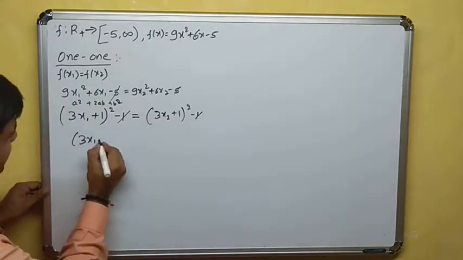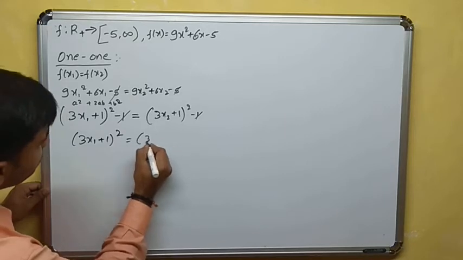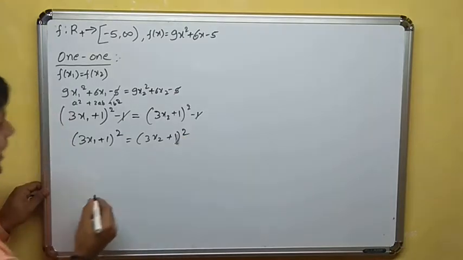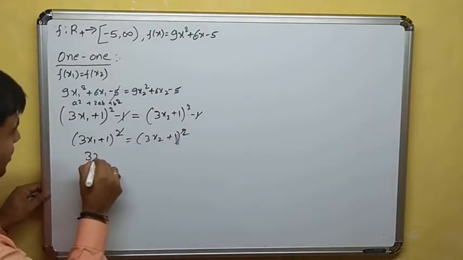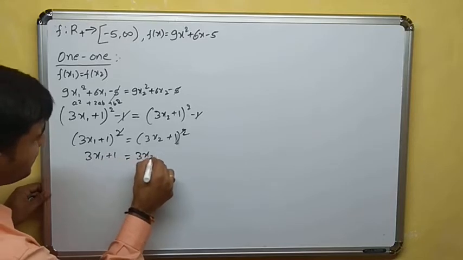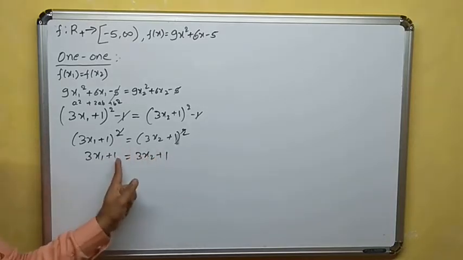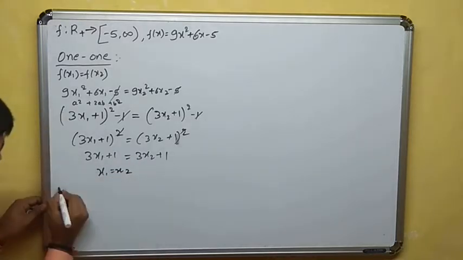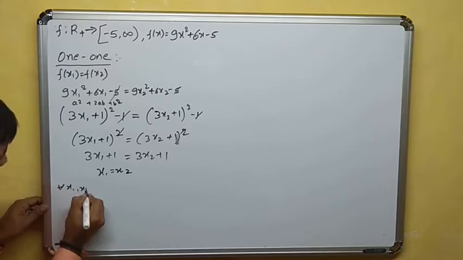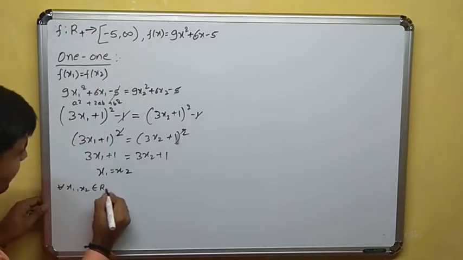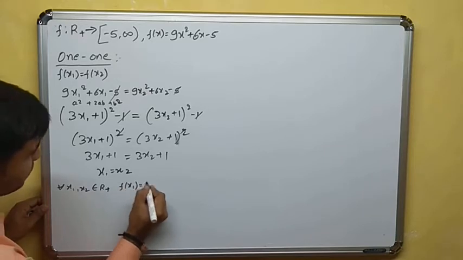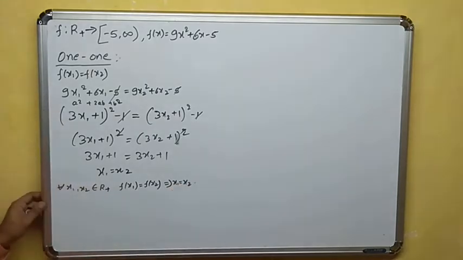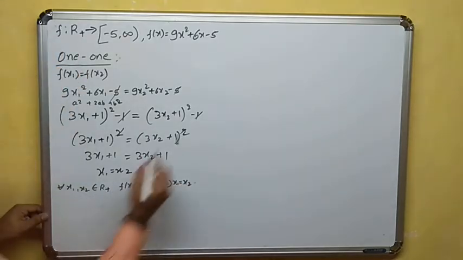Then we have (3x1 + 1)² is equal to (3x2 + 1)². We can cancel square and square. Then we have 3x1 + 1 is equal to 3x2 + 1. We can cancel 1 and 1. We can divide both sides by 3. Therefore x1 is equal to x2. Therefore for all x1, x2 belonging to R+, f of x1 equal to f of x2 implies x1 is equal to x2. Therefore this function is a one-one function.